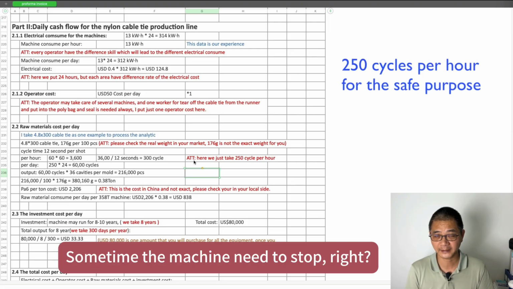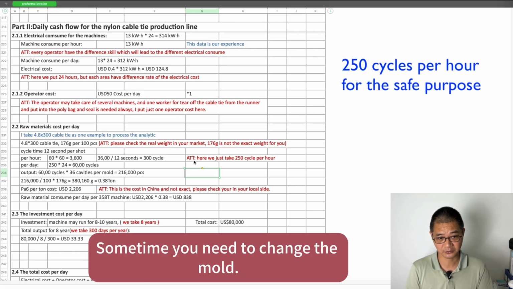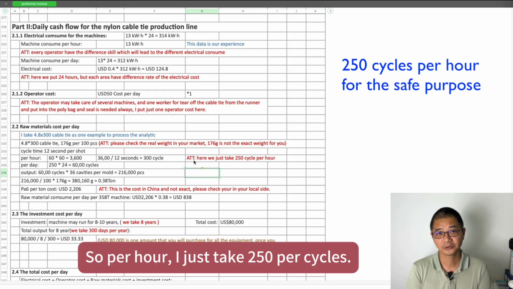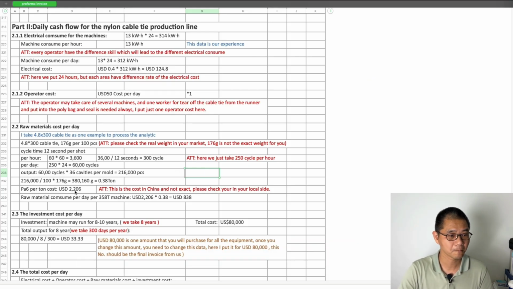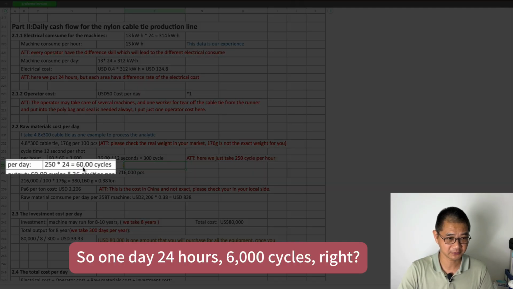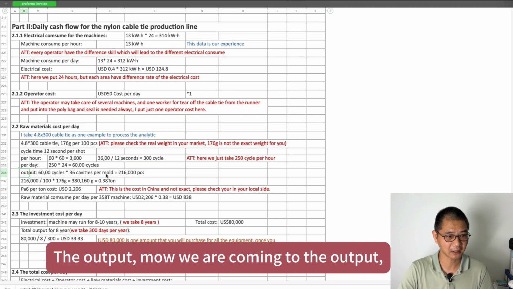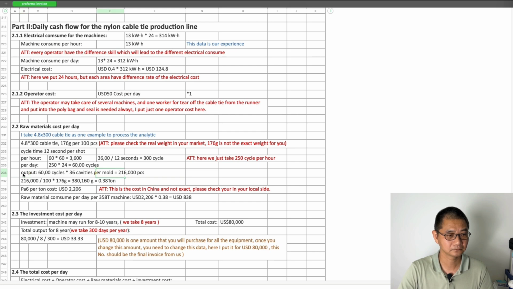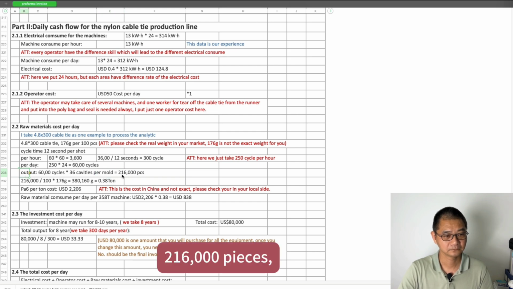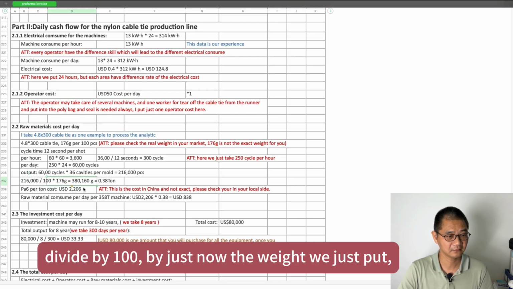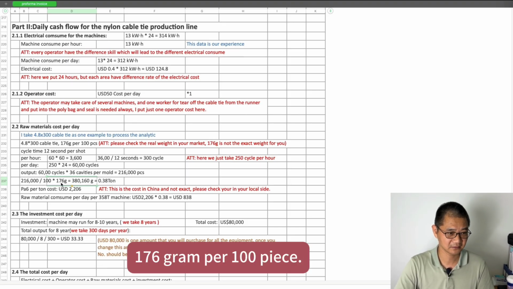Sometimes the machine needs to stop, right? Sometimes you need to change the mold. So per hour I just take 250 cycles. So 1 day, 24 hours, 6,000 cycles, right? The output. Now we are coming to the output. 216,000 pieces, by 100 by 1, but just now the weight we put is 176 grams per 100 pieces.